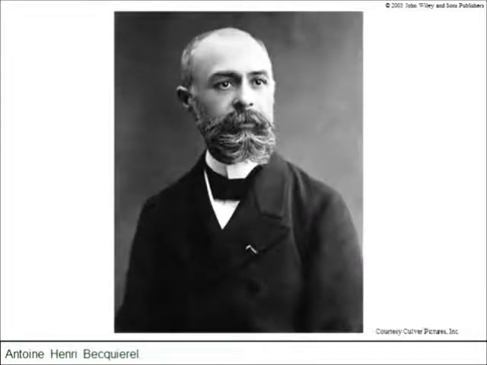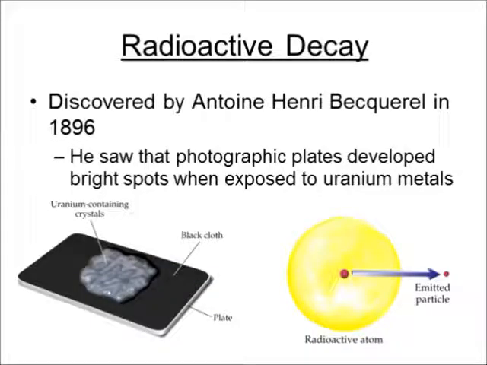The person who did this experiment was Antoine Henri Becquerel, and there's a picture of what he looked like. This is when he discovered it, in 1896. He saw the photographic plate develop bright spots when it was exposed to the uranium metals, and so he figured that some sort of radiation or particle was being emitted by that rock.